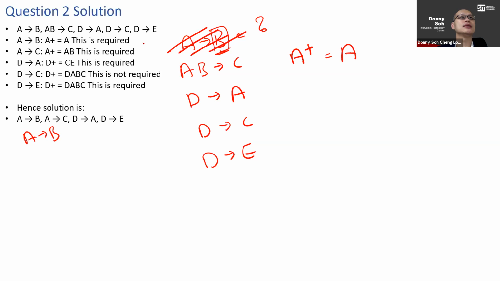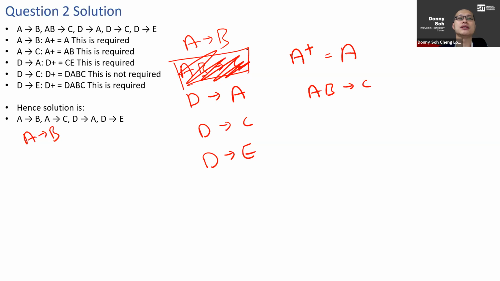Let's look at this one also. AB implies C. Because right now we are testing AB implies C, we put back A implies B here, and we assume that we don't have this FD, and we find the AB closure, which equals A, B, and that's all. And we realize that the AB closure does not have C.